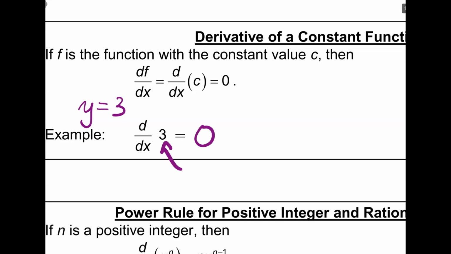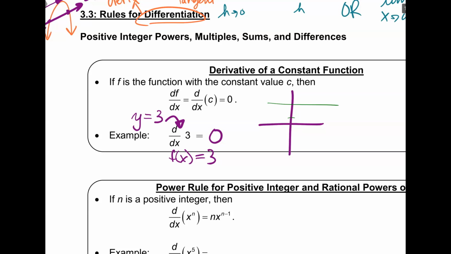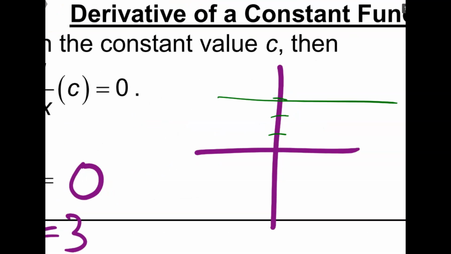All right, so what this literally means is y equals 3. Another way to say it is f of x equals 3. It is a flat line, right? This is 1, 2, that's 3. So this is the equation of y equals 3, and we already know the slope of a flat line is 0.